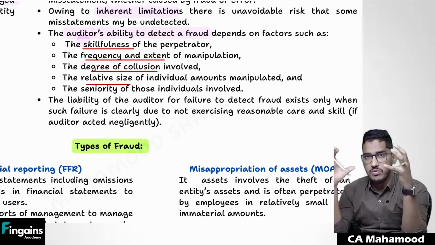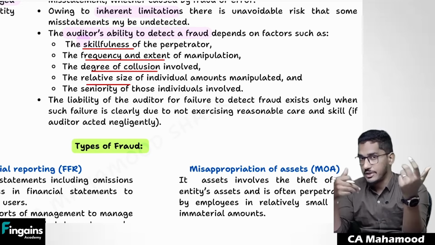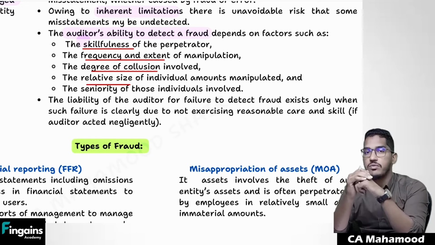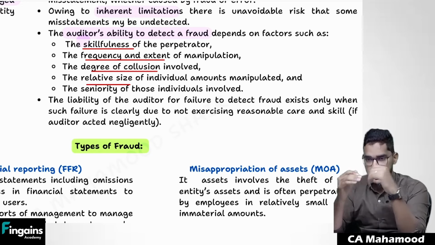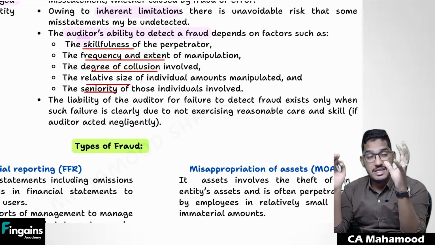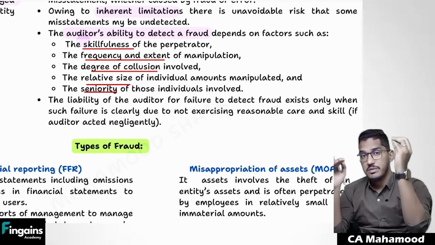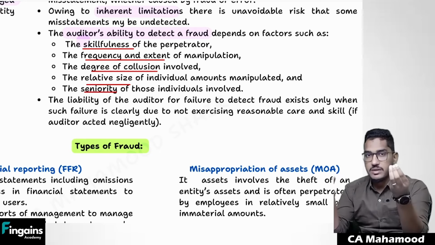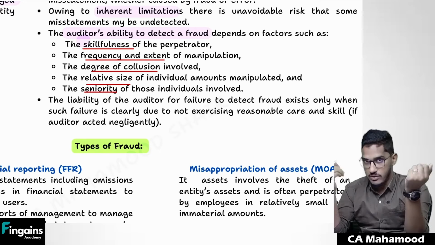If a very big amount of fraud has been committed, somehow it will get attention. If small, minute amounts of fraud are happening, it becomes very difficult to detect. It also depends on the seniority of the individuals involved. What is the seniority of the person committing the fraud? If the person committing the fraud is a very senior person, it becomes very difficult. If he is a new person, somewhere he will go wrong, and we can catch him easily.